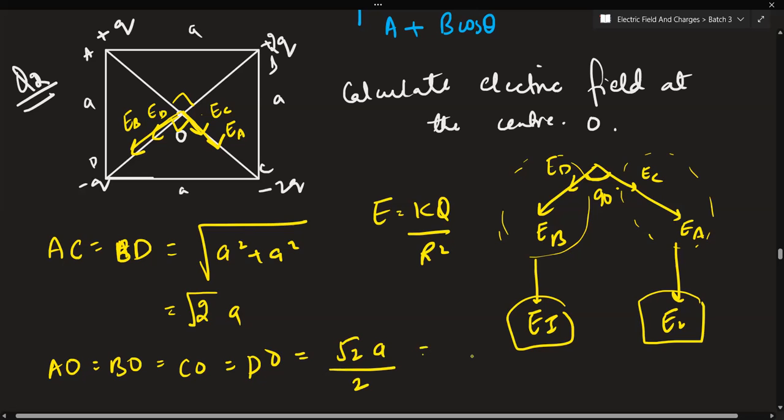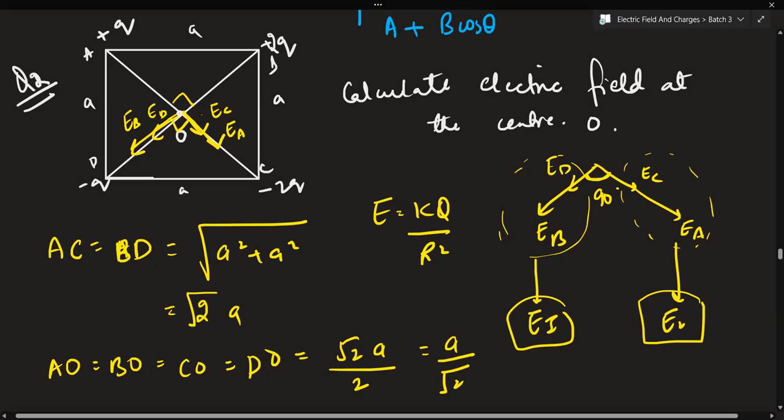This can also be written as A by root 2. So all these separations are A by root 2. Now it's very easy. Just put the values. Let us firstly solve this arm, ED and EB.